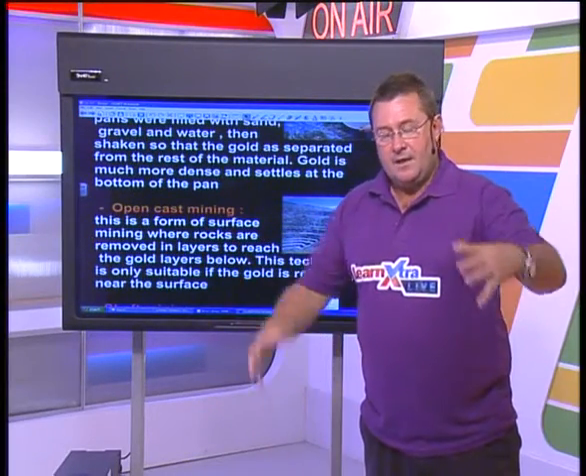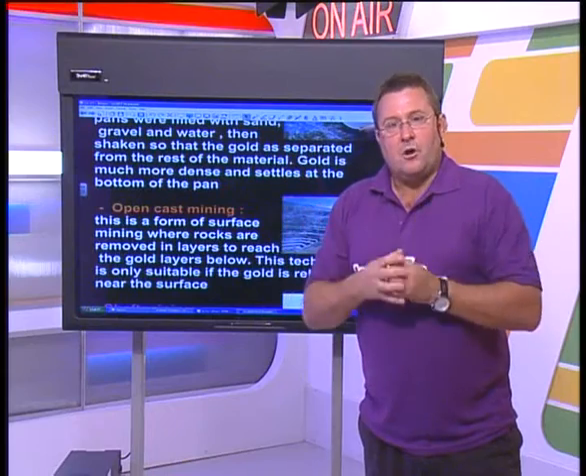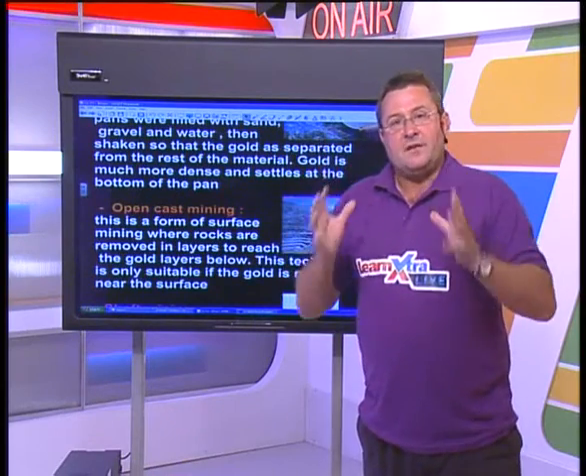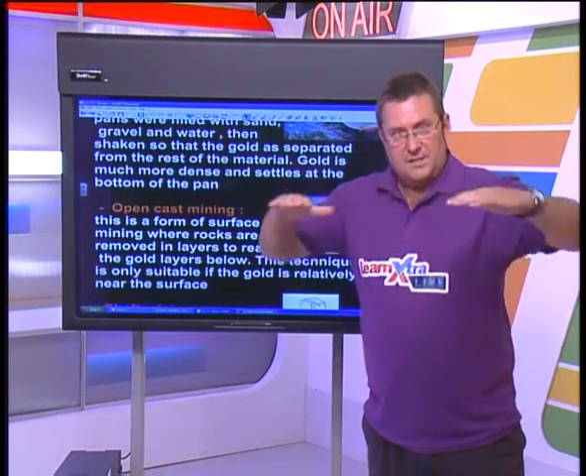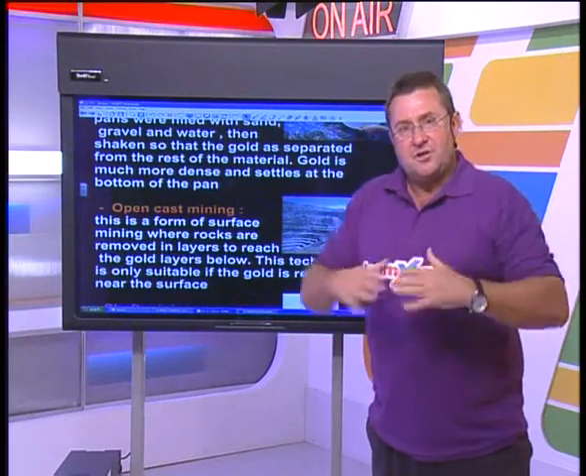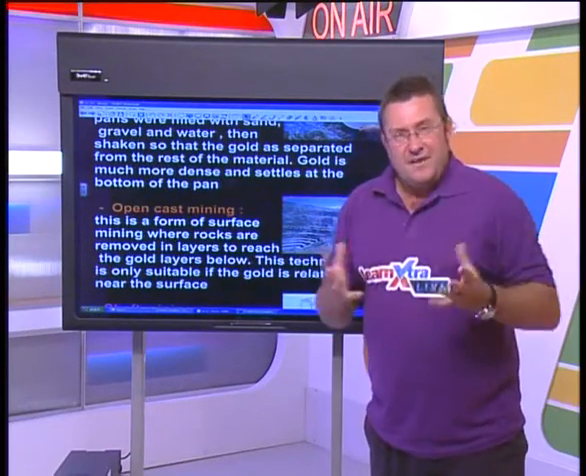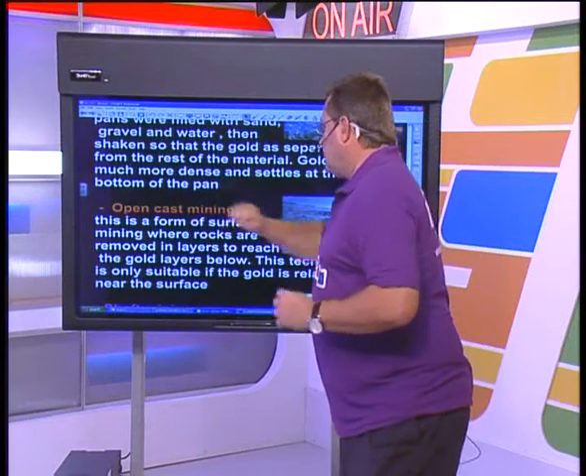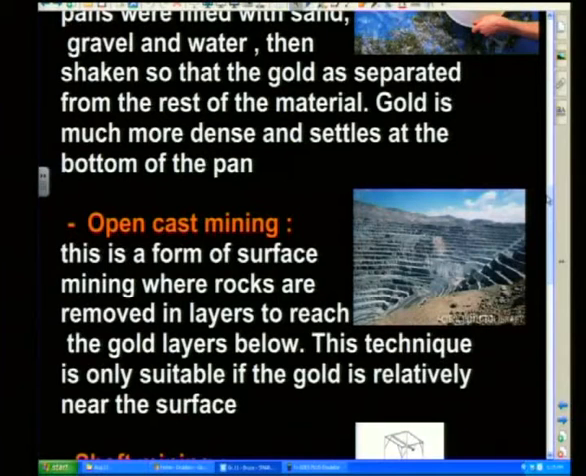Right, now, as more and more gold was being found, they were starting to discover the gold beneath the surface. Gold on the surface was fine, they could pan for it. But if it was fairly close to the surface and they had to go down a bit, another technique they are able to use to extract gold is called open cast mining. And there's the diagram there. Open cast mining is simply digging down layer by layer as they go through the gold-bearing rock.